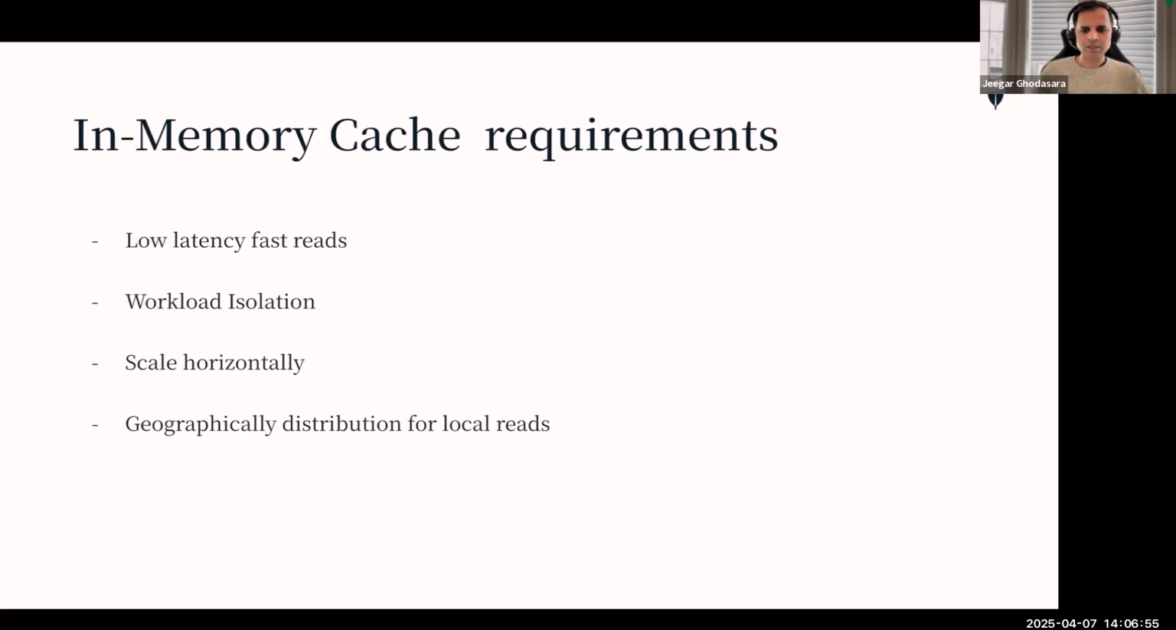Third is scale horizontally. As you grow your business, if you require higher throughput with the same low latency, you need to be able to scale that horizontally to hundreds and thousands of requests per second, and MongoDB can support that as well.